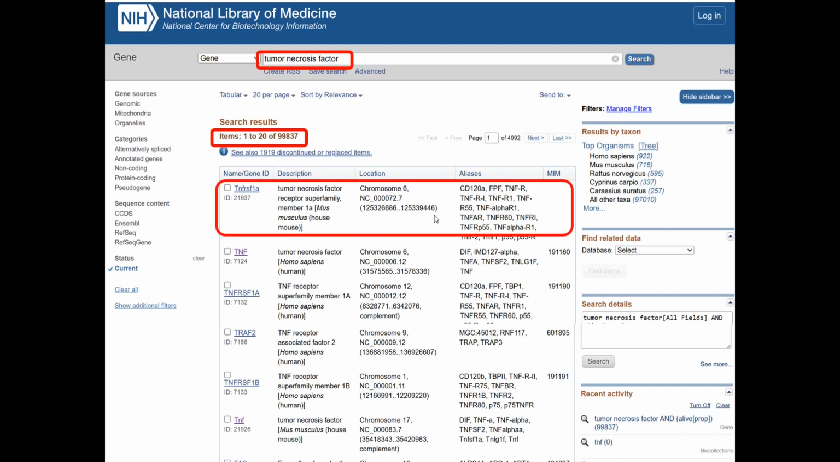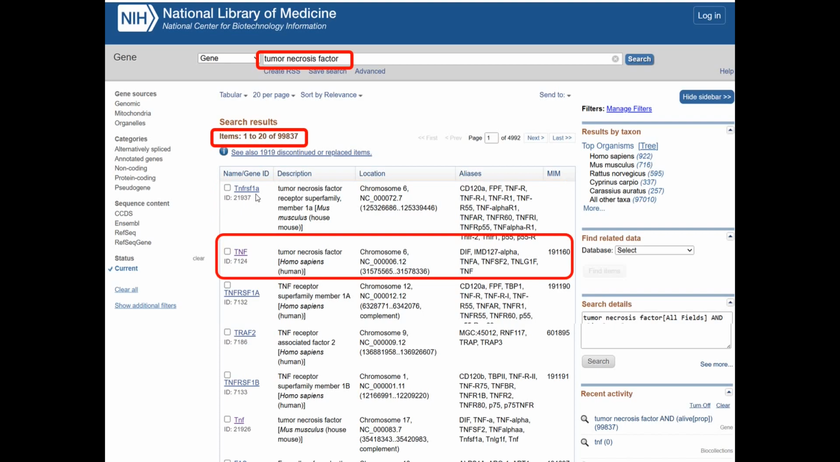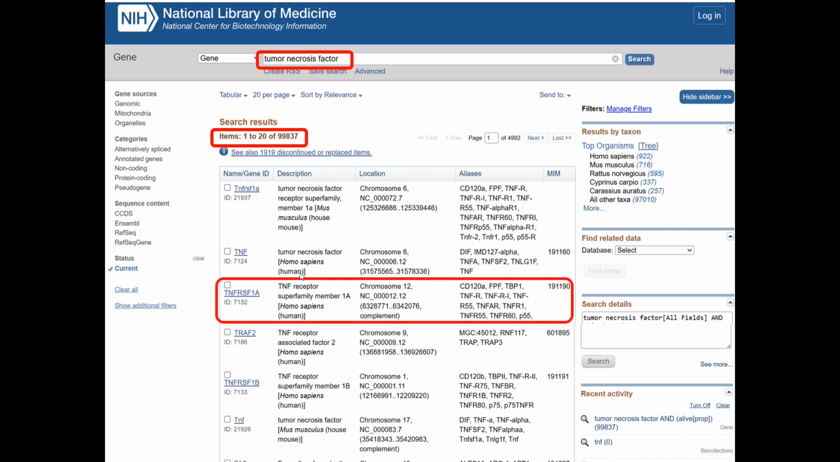When we look at the entries that have been retrieved, we see that many of them are related to TNF, but they are not the TNF itself. Like this first one, TNF receptor superfamily member 1A, which is a TNF receptor. So it's not TNF, but it's related to TNF. The second one is the TNF itself. We see tumor necrosis factor, Homo sapiens tumor necrosis factor. The third one is another TNF receptor superfamily member 1A.